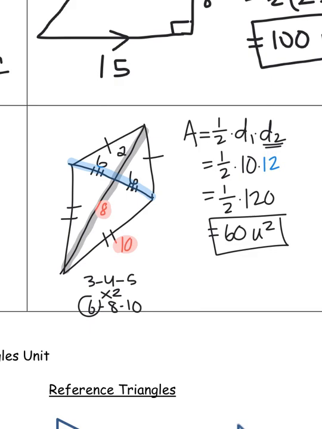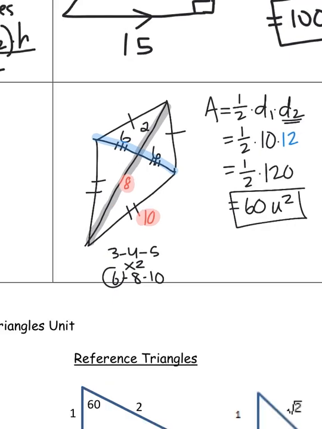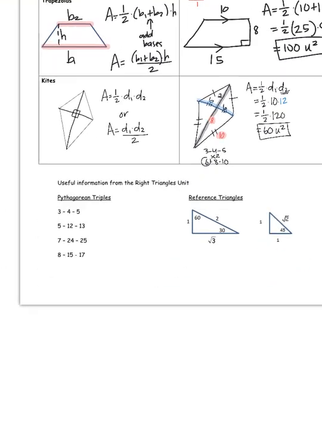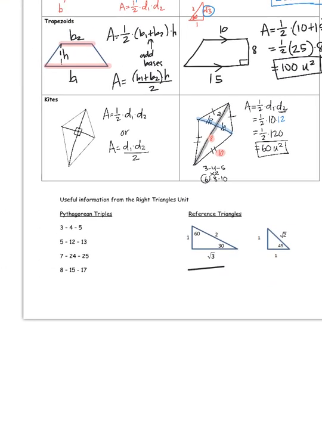Alright, that's it for the area formulas. The bottom of the page has some very helpful resources for you. It has the reference triangles listed. Remember, you need to memorize this from our last unit. It also has some triples listed.